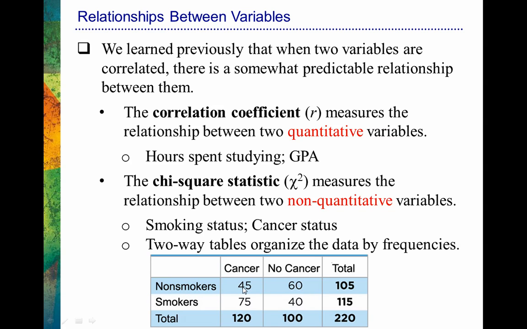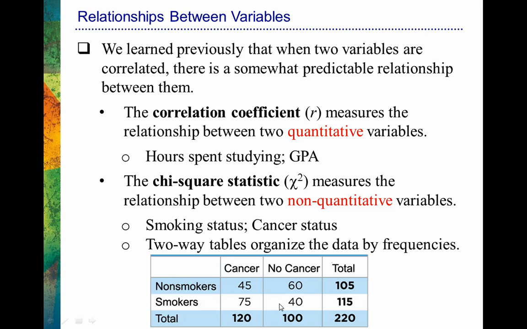And then we're able to put everybody in their appropriate cell. So there were 220 people overall in this study. We can see that 45 people are non-smokers who have cancer, 60 people are non-smokers who do not have cancer, 75 people are smokers who have cancer, 40 people are smokers who do not have cancer.